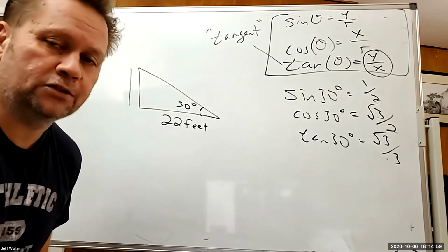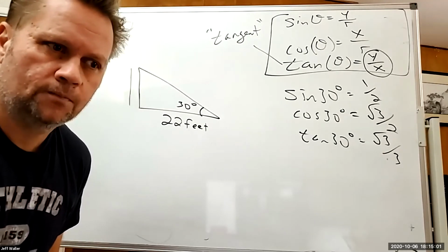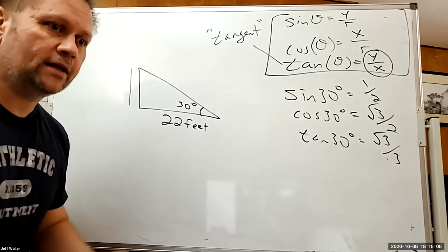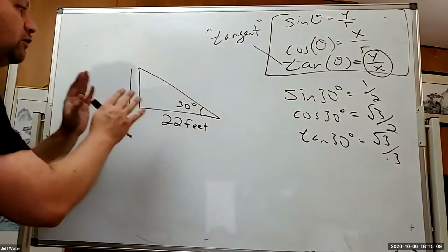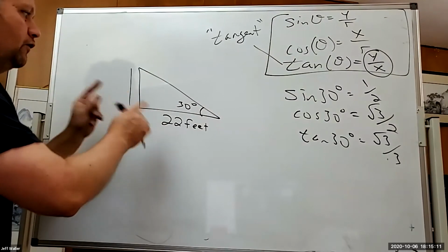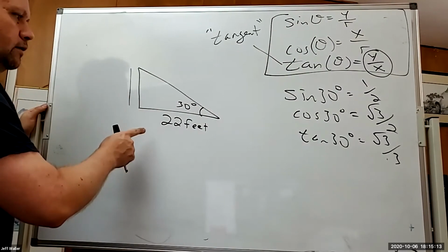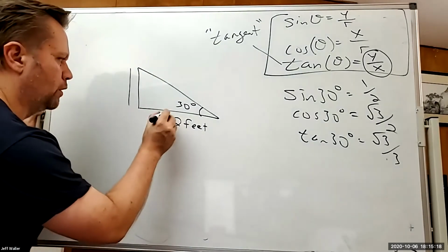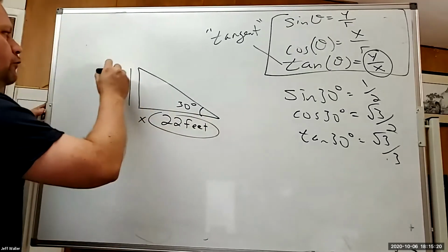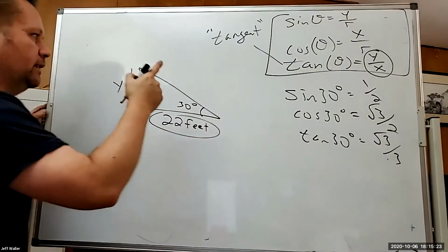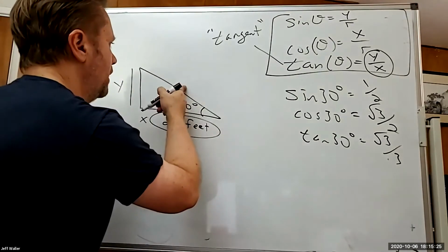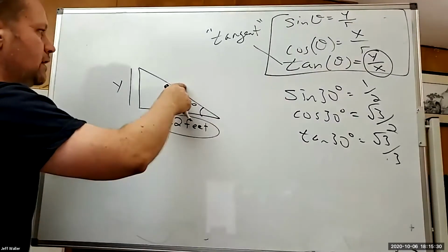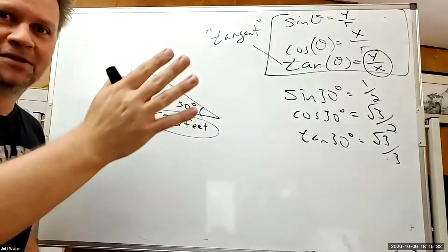Can I figure out how tall that tree is? Yes. Totally. Which function would I use to figure out how tall that tree is? Tangent. Exactly. How did you figure that out? Because I have one side that I know, and that's the x side. I have one side that I want to know, and that's the y side. And then I have one side I don't care about, so I'm not going to use sine or cosine. I don't know it, and I don't want to know it, right?